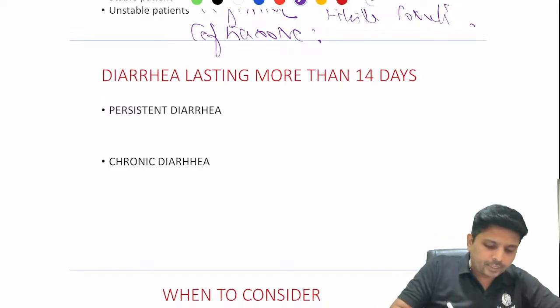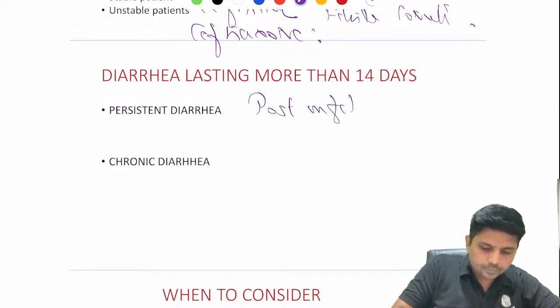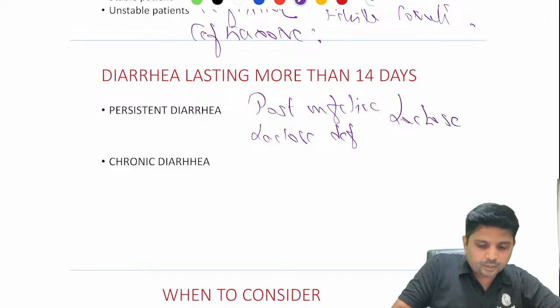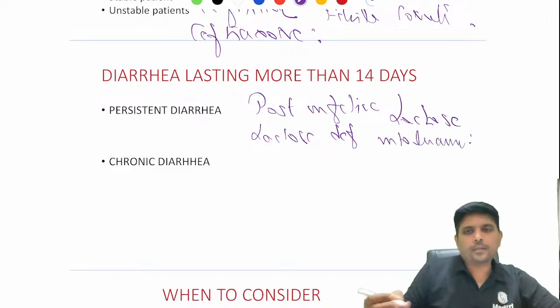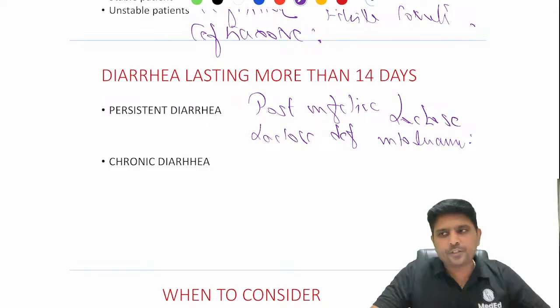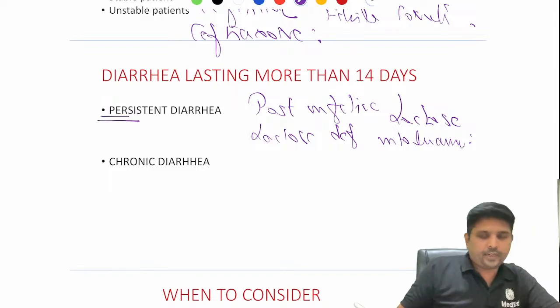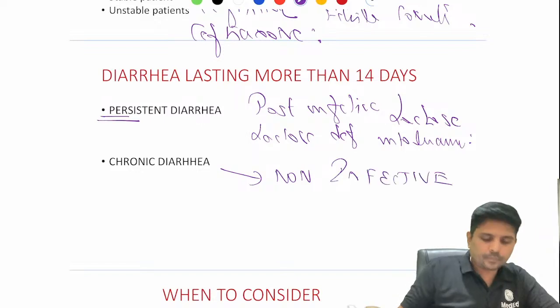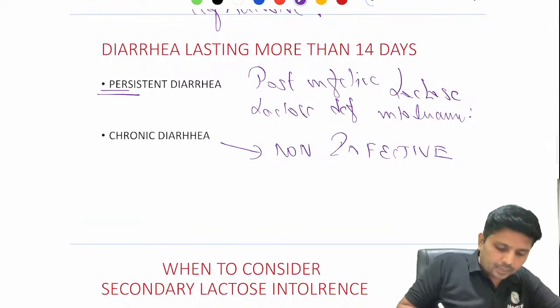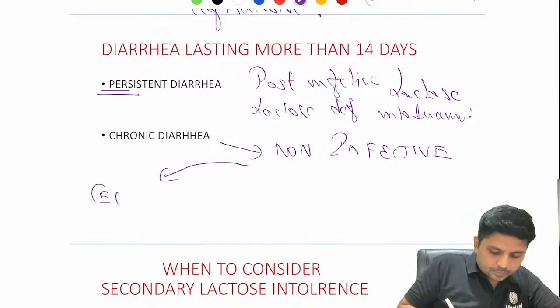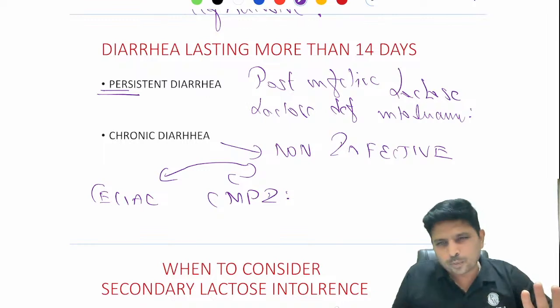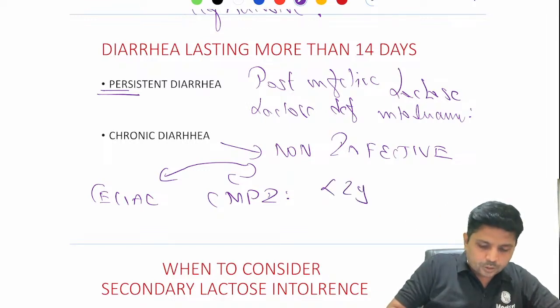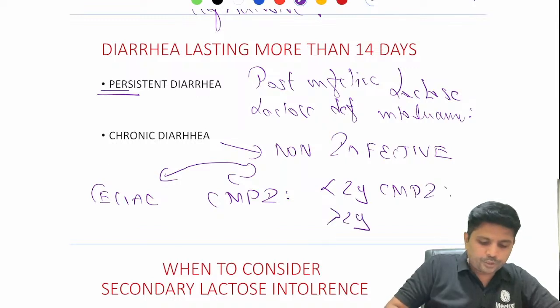Diarrhea lasting for more than 14 days, post-infective, is due to lactase deficiency and lactose intolerance. Lactase deficiency and lactose intolerance is persistent diarrhea, whereas chronic diarrhea is non-infective. The causes are: one is celiac disease, second one is cow milk protein intolerance. These two are more than enough for you. So less than 2 years, cow milk protein intolerance. More than 2 years, celiac disease.